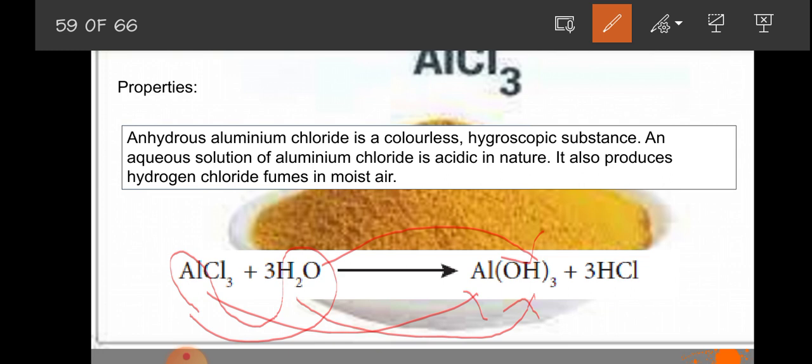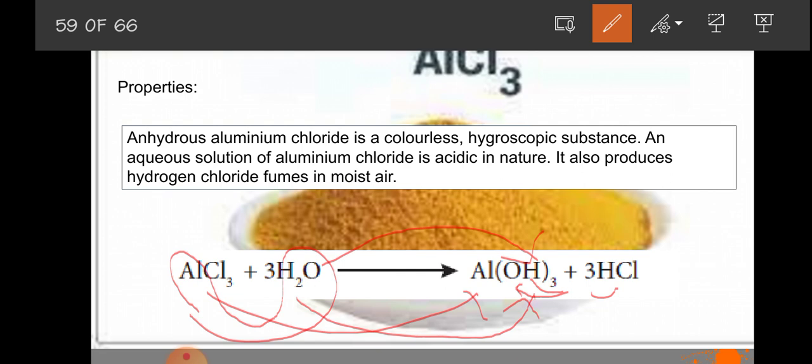Then there will be 6 hydrogen, right? So 3 hydrogen is fixed here, and 3 hydrogen here, and 3 oxygen, right? 3 oxygen here you have mentioned here. So these are the properties of aluminum trichloride. So very simple, we are adding aluminum chloride.